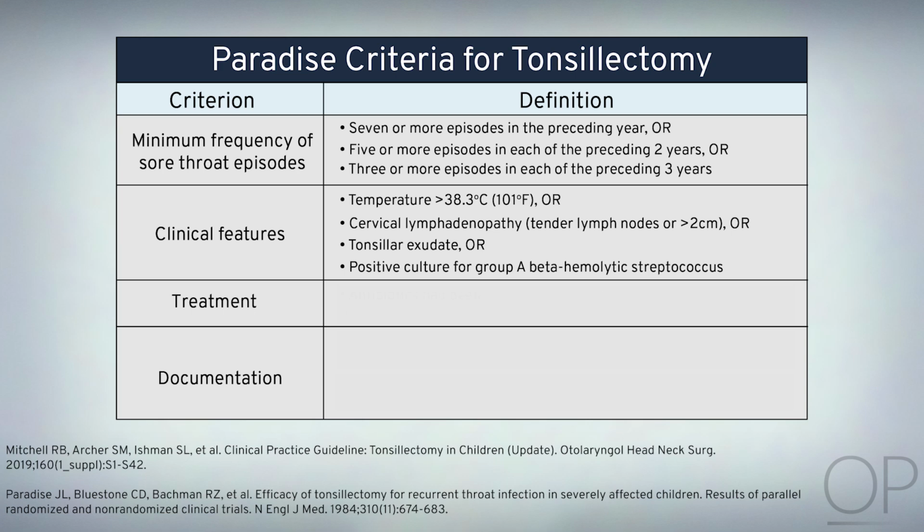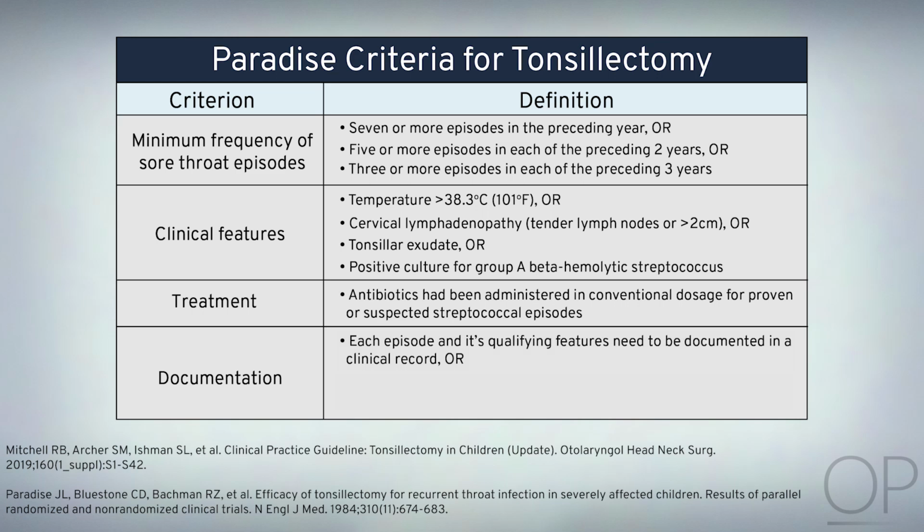For these episodes, antibiotics should have been administered in the conventional dosage for proven or suspected streptococcal episodes. Finally, each episode of sore throat infection and its qualifying features need to be thoroughly documented in the patient's medical record. If episodes are not appropriately documented, the physician needs to observe 2 episodes of throat infection with patterns of frequency and clinical features as outlined above.